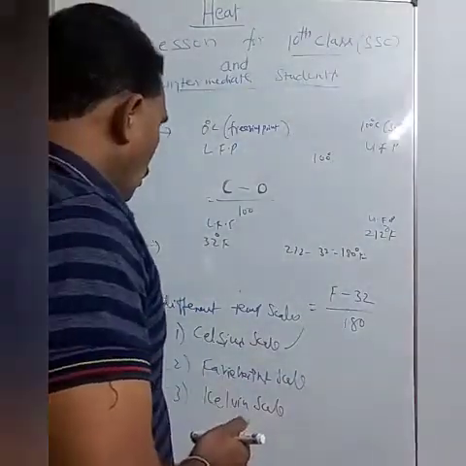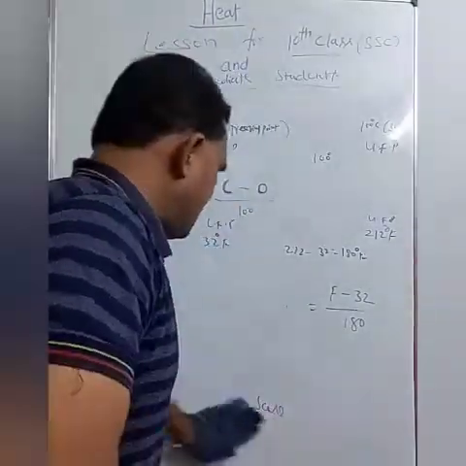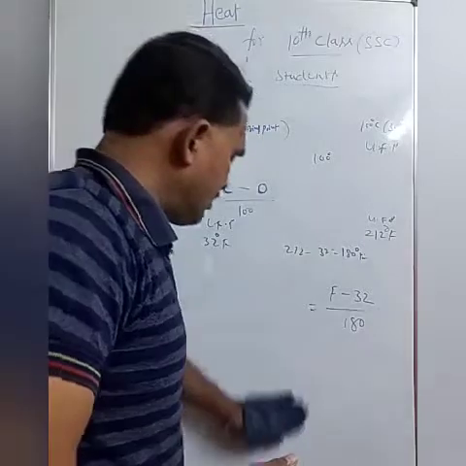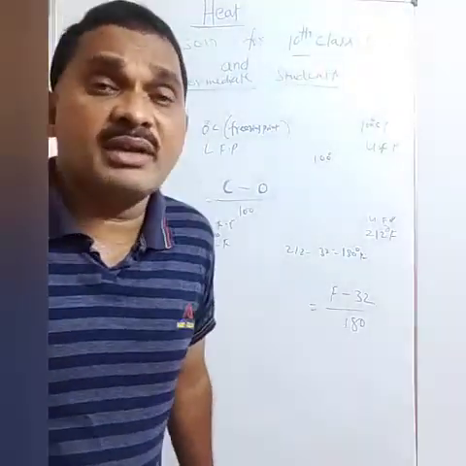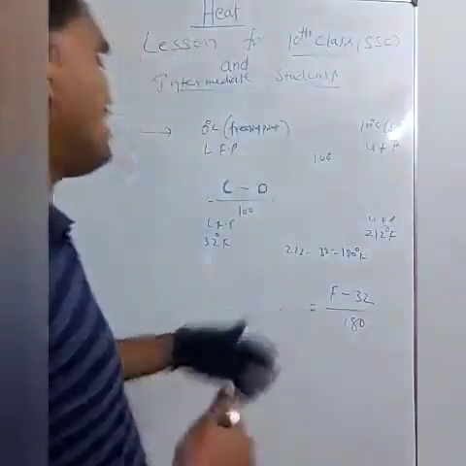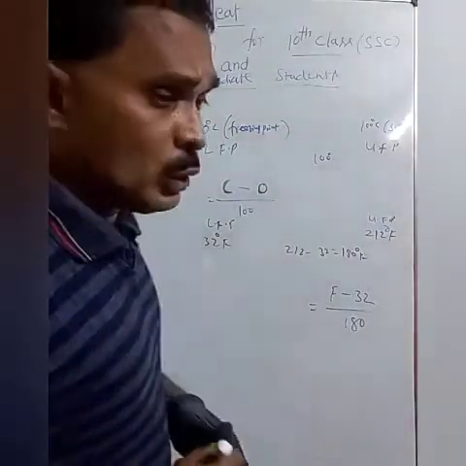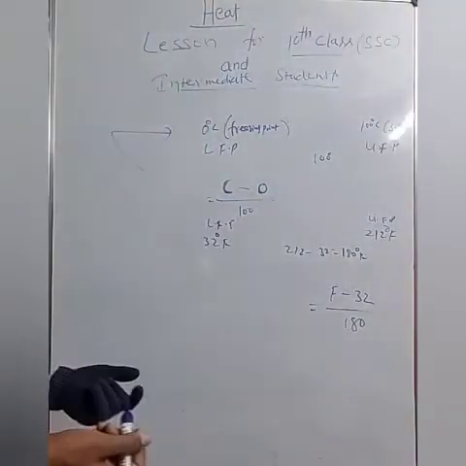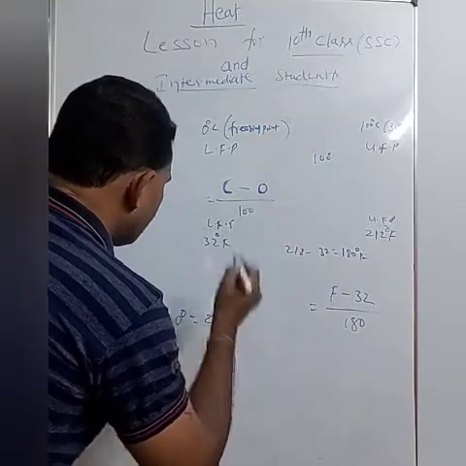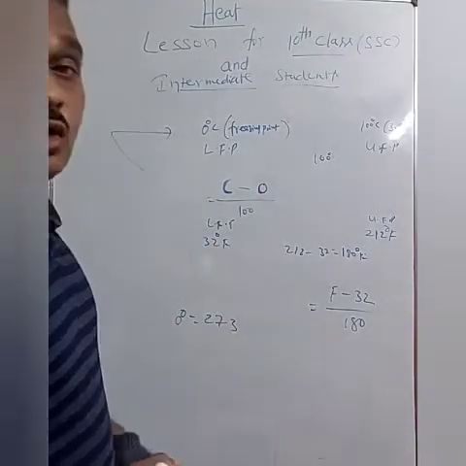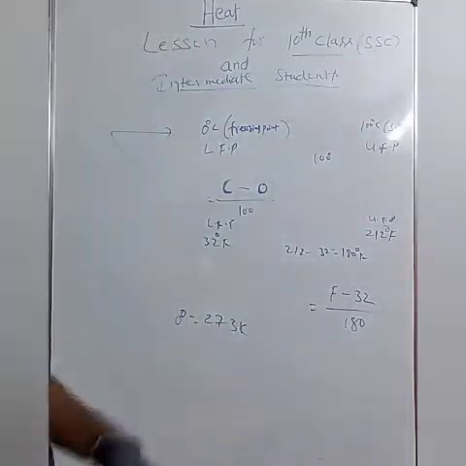Then what about the Kelvin scale? The Kelvin scale is the SI unit. The SI unit for temperature is kelvins. So in the Kelvin scale, how do you define it? We already know that 0 degrees is equal to 273 kelvins.